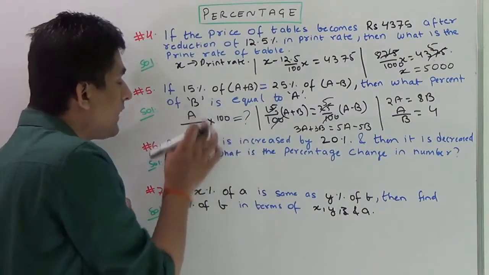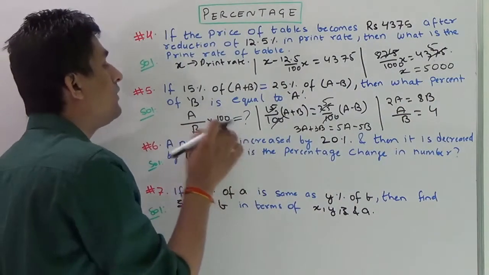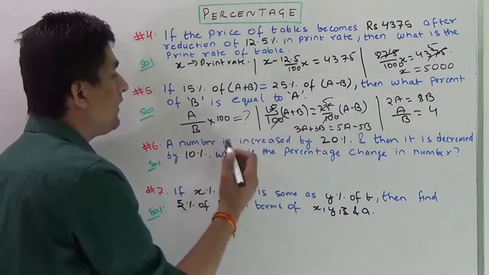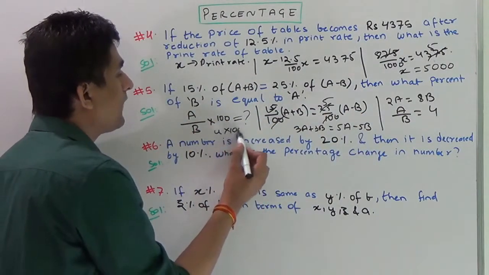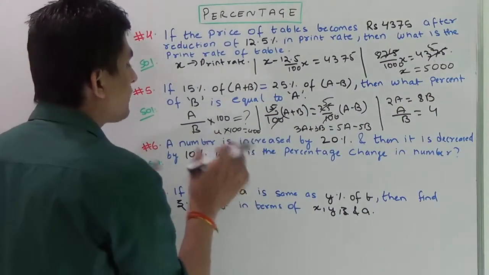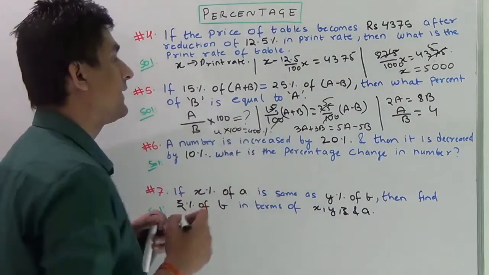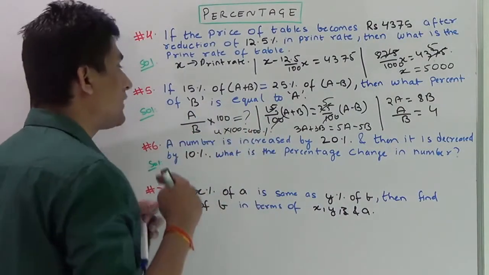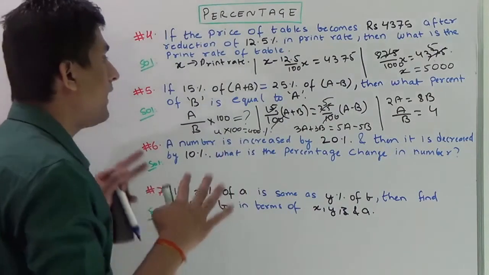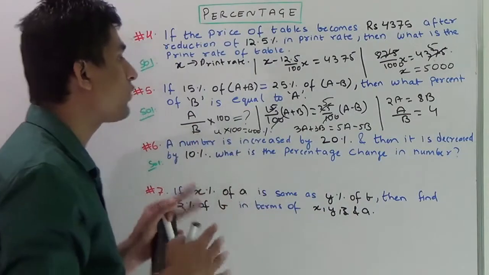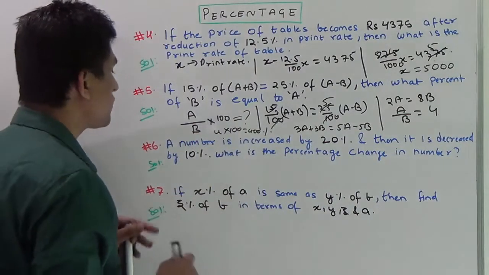I think this part is clear to you. In this expression, only a upon b was the variable to be known, and I have calculated a upon b. I'll substitute a upon b here, and 4 into 100 will come out to be 400. That means the answer of this question is 400%, that is 400% of b is equal to a. I think this part is clear to you. This question was a simple relative question. Let's move to the next question now.